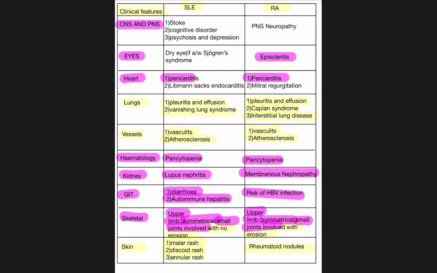Okay, so how do you remember these clinical features? Just remember, all the sites involved are where one form of liquid is converted to another form of liquid. For example, in CNS, blood is converted into CSF. In the eyes, blood is converted to aqueous humor. In the heart, blood is converted to pericardial fluid. In the lungs, blood is converted into pleural fluid. In vessels, blood is converted into interstitial fluid. And hematological, you know, is blood only. Then in kidney, blood is converted to urine. In GIT, blood is converted into bile. In the skeleton, blood is converted into synovium. And in skin, we get sweat.